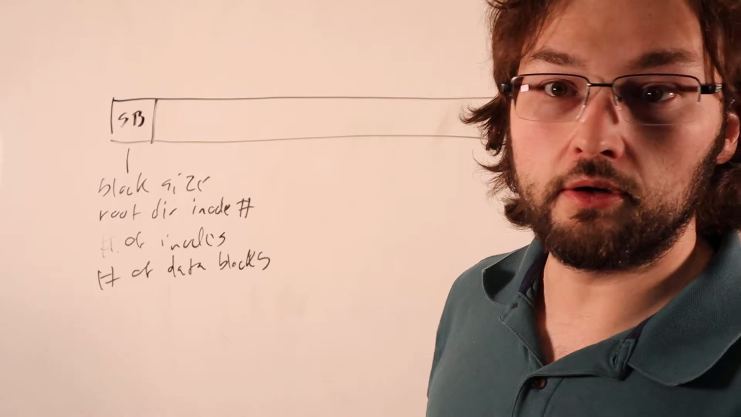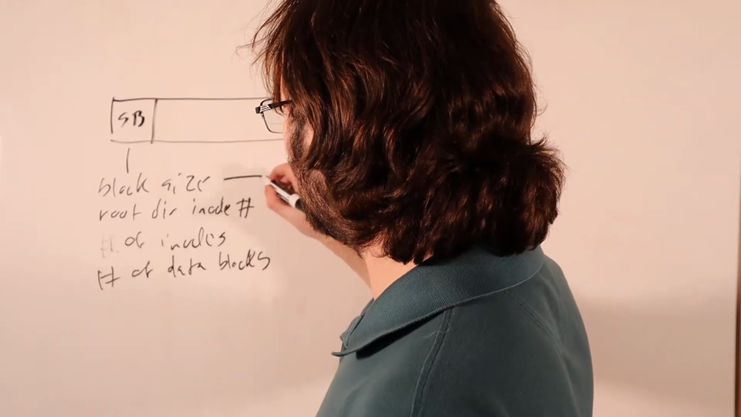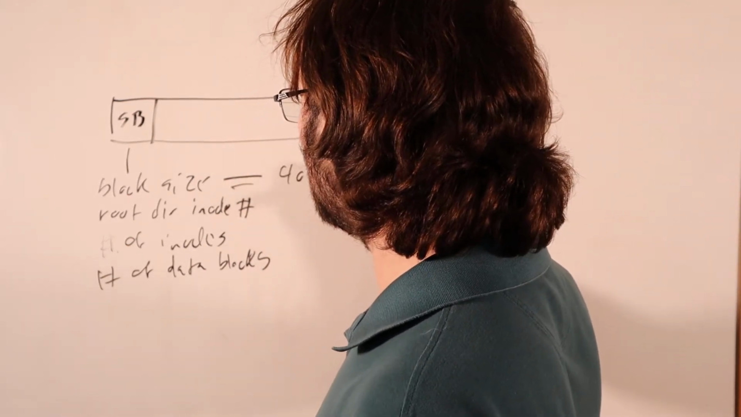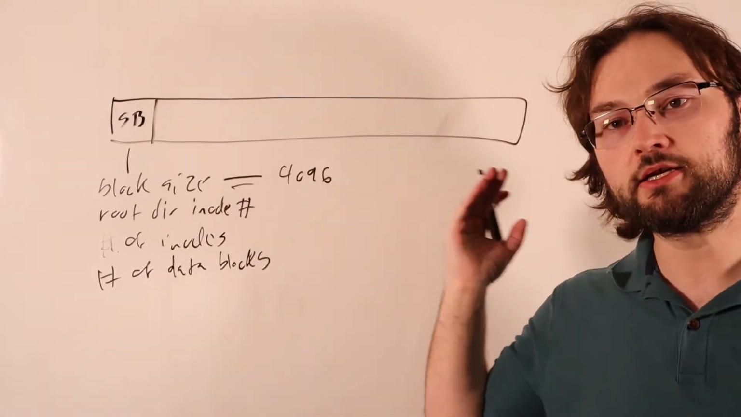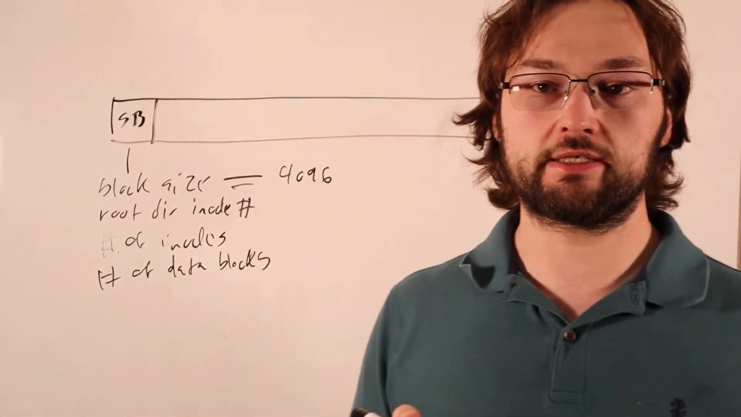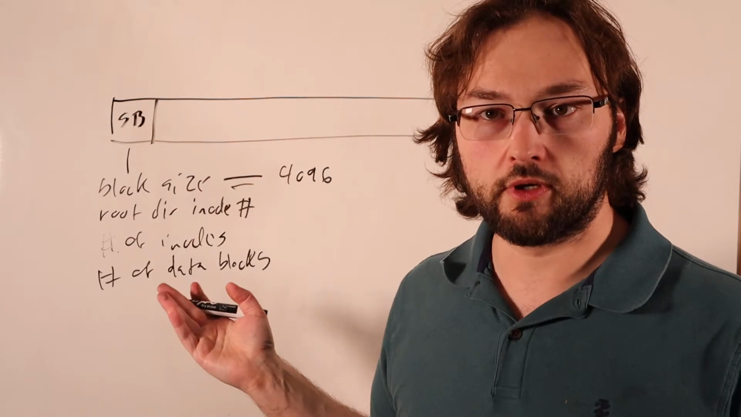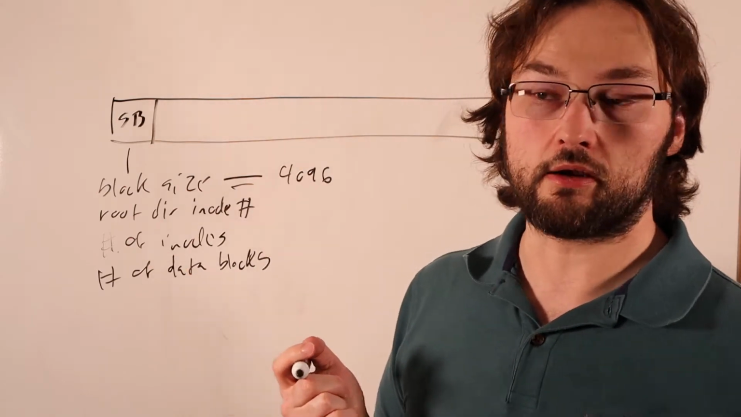So in the starter code, block size is a constant. This is 4096 bytes. That's the page size. That's the most common block size for an ext style file system. So we don't bother storing it in the superblock because we're just going to make it a constant in our code.